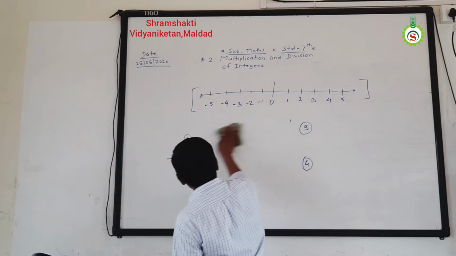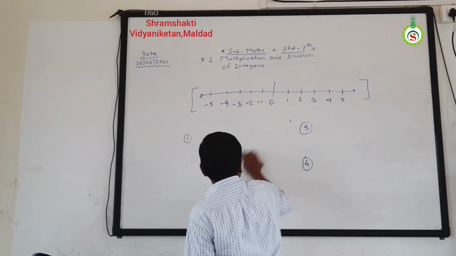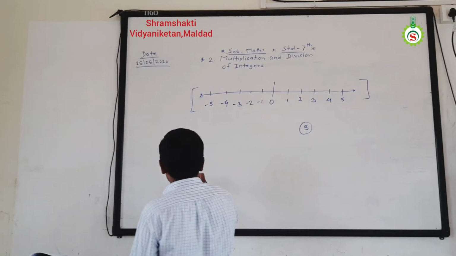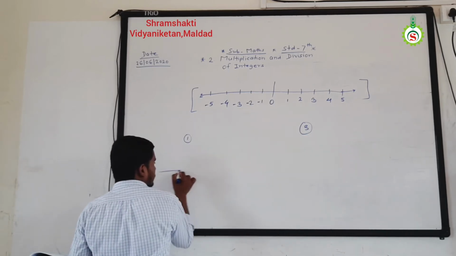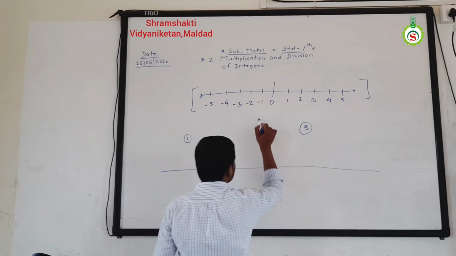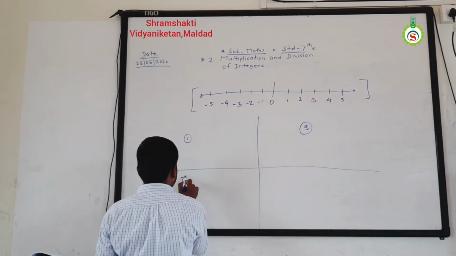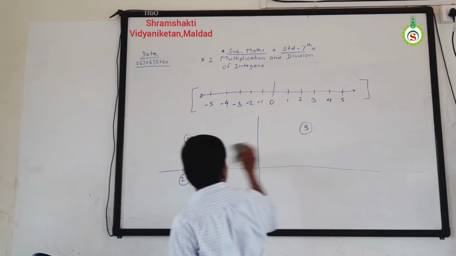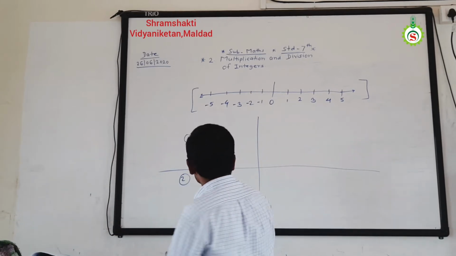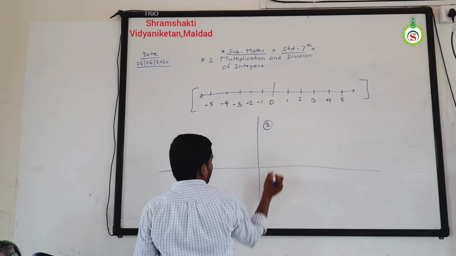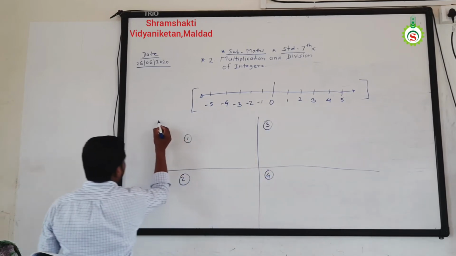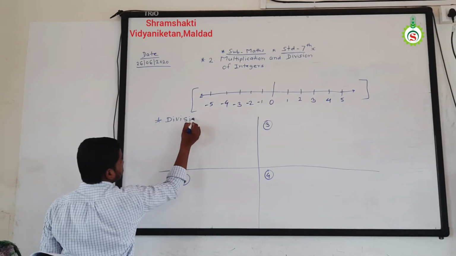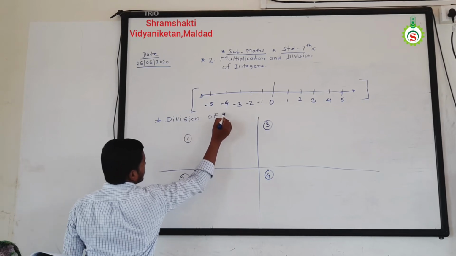Now again, for the division of integers, there are some rules. Again there are two rules. We will take 4 examples, and through those 4 examples we will see division of integers. Third example and fourth example. And the topic is division of integers.